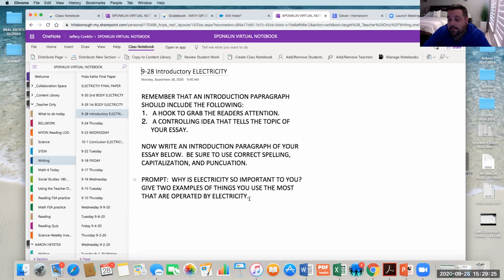That's going to be the same prompt all week. So you're not really giving the 2 examples in the introduction, because the 2 examples will be tomorrow's paragraph. You're going to write about 1 example. Then Wednesday's paragraph, you're going to write about another example. Thursday, you're going to write a conclusion. And then on Friday, you're going to have a final paper again.